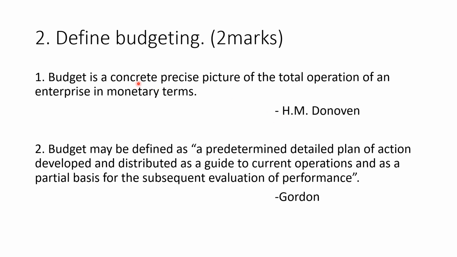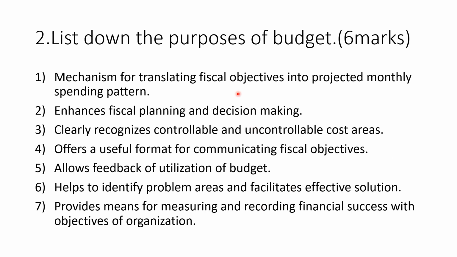First one, budget is a concrete, precise picture of total operation of an enterprise in monetary terms by H.M. Donovan. Second, budget may be defined as a predetermined detailed plan of action developed and distributed as a guide to current operation and as a partial basis for subsequent evaluation of performance. Definition given by Gordon.